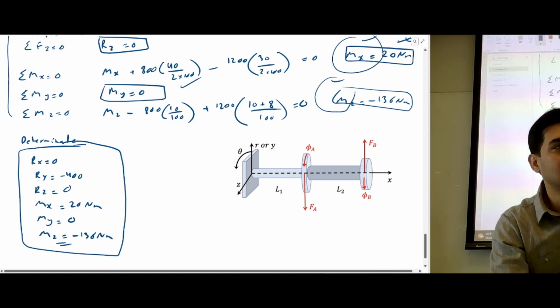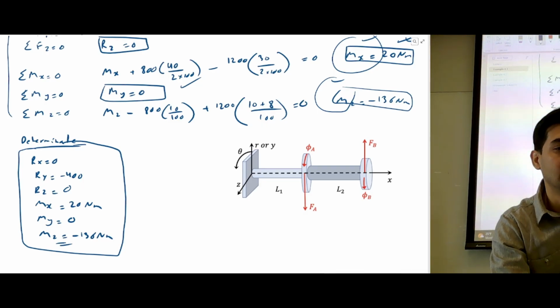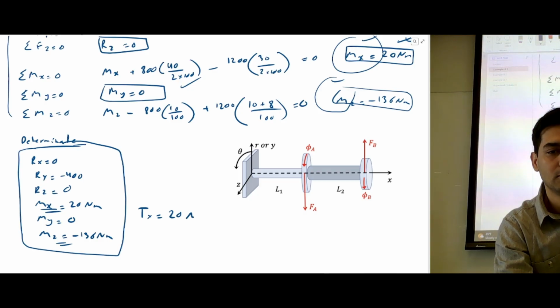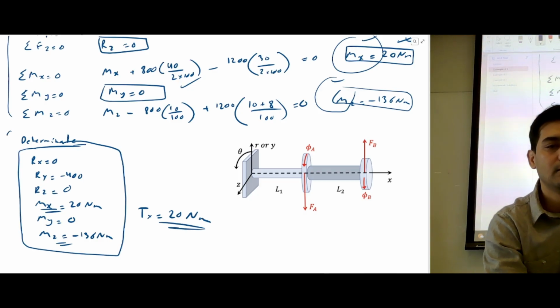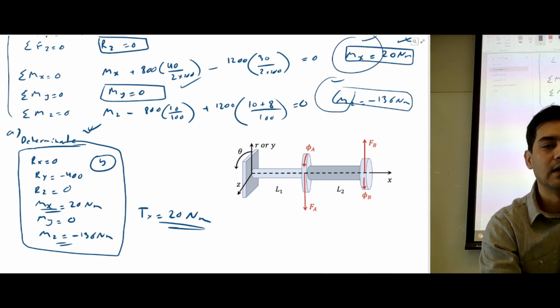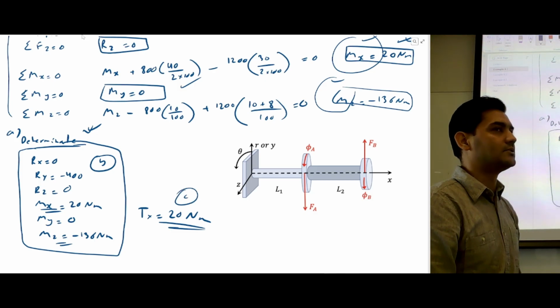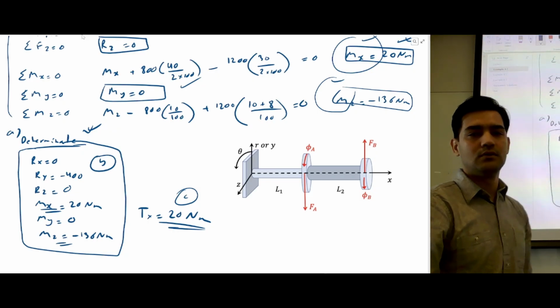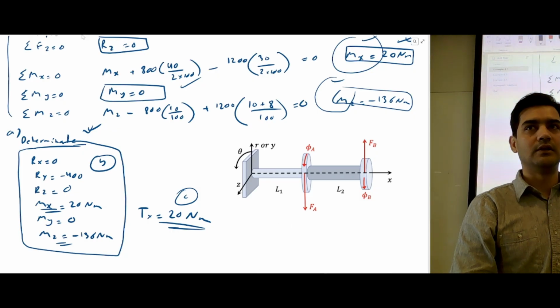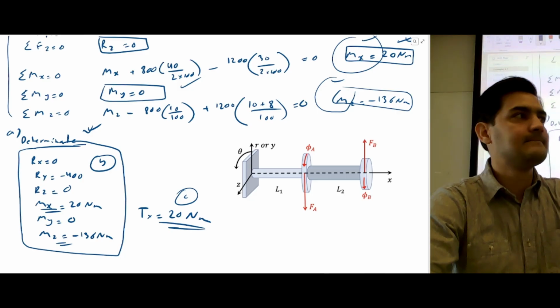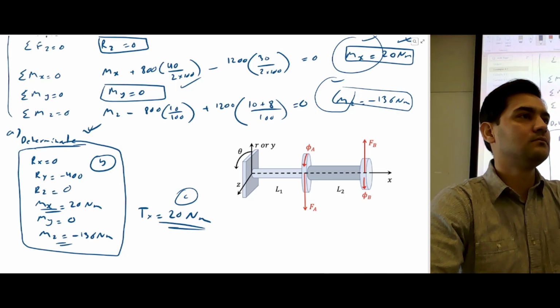And this moment is actually a moment because it's creating bending. This moment Mx is actually torsion. This is not moment, this is torsion. So A was determinant system, B was calculating the reactions, and C was figuring out which of those moments is actually a torsion. So I hope it's clear. Is that okay?